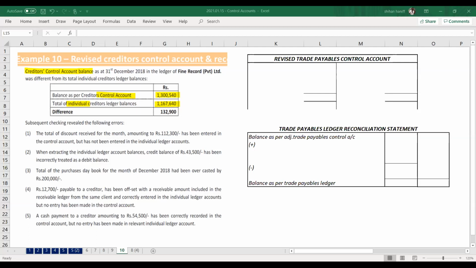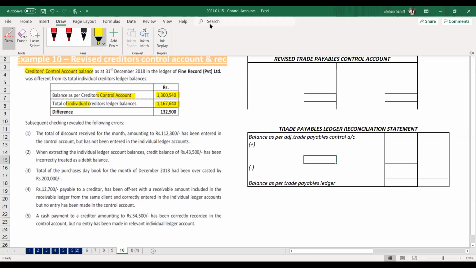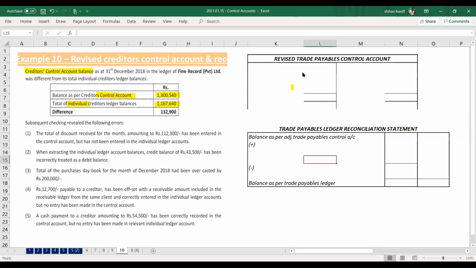Okay, so hope you all are done. Are you all done? Payable control account balance is 1,300,540. Individual balance, we should get the answer 1,167,640.